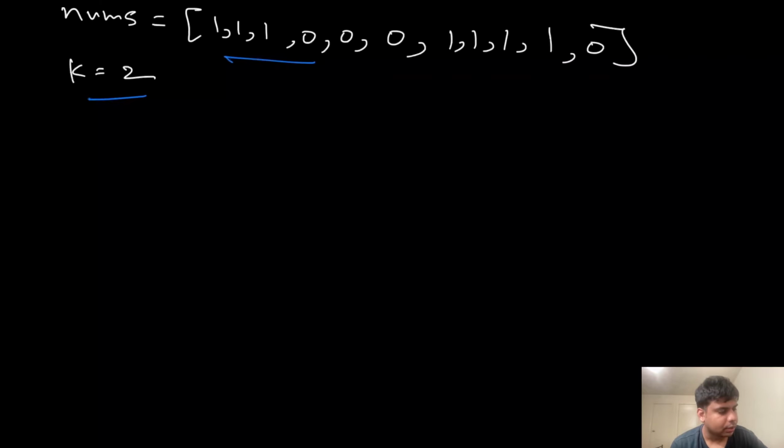For example, in this array, what is the maximum number of consecutive ones currently? Three ones are there consecutively, one after the other. Now they have told you can flip at most two zeros into ones. So these two zeros, I will flip them to one and include them in the same window. So now what's the maximum number of ones? 1, 2, 3, 4, 5. 5 is the maximum number of ones.